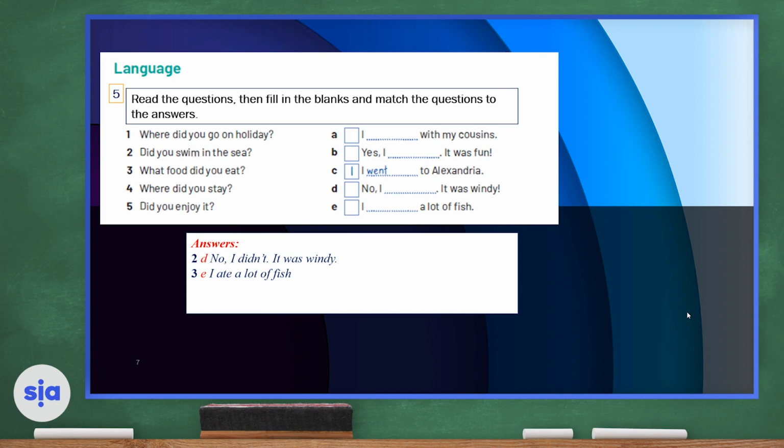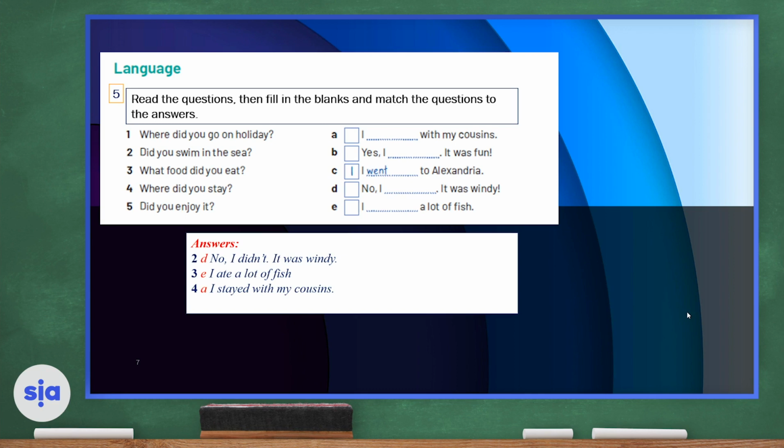Now let's jump to number 4. Where did you stay? So we're going to look for a certain place or some people who we were with, and let's see the answers together. So the answer is I stayed with my cousins. So number 4, we will match number 4 with the answer A.